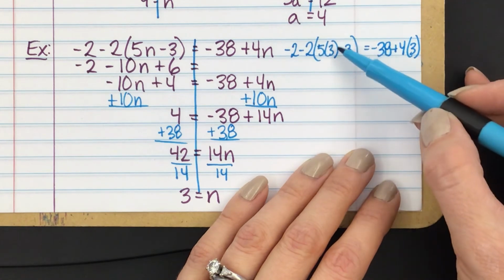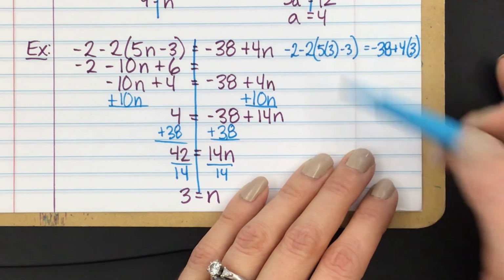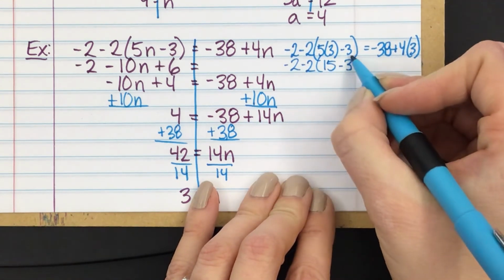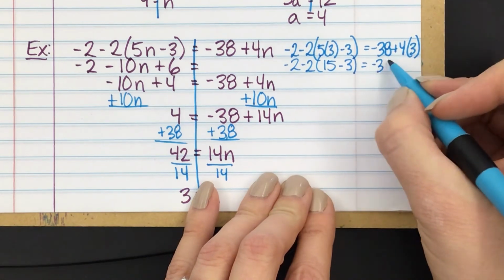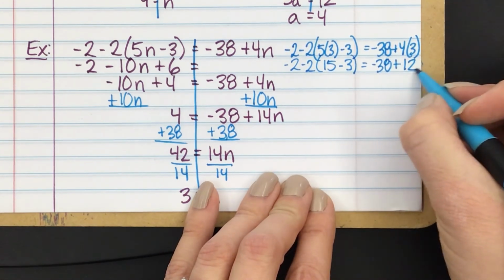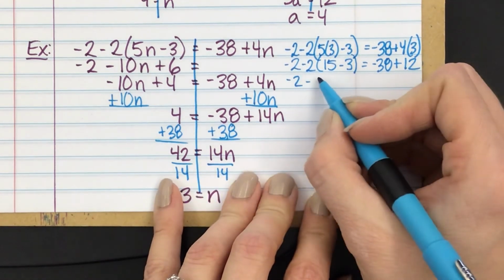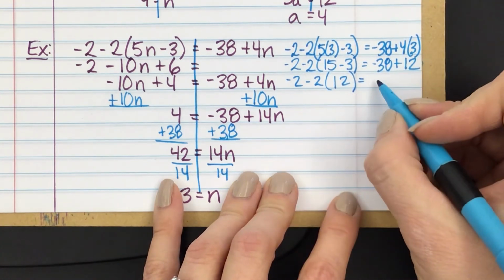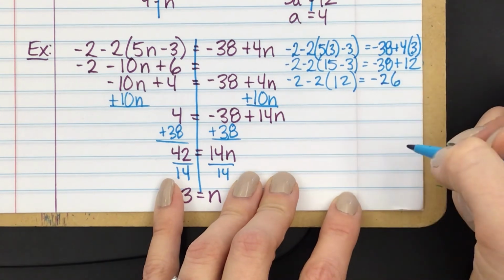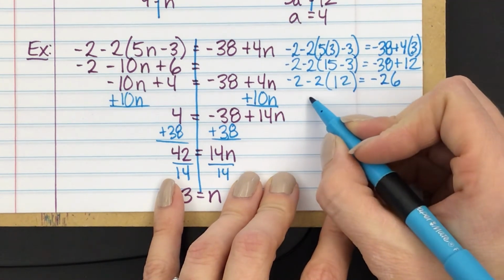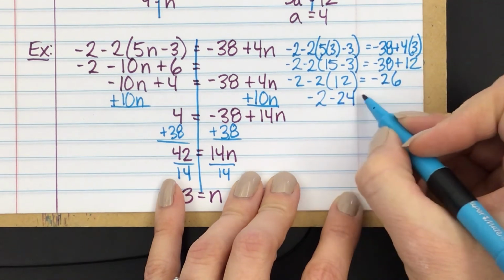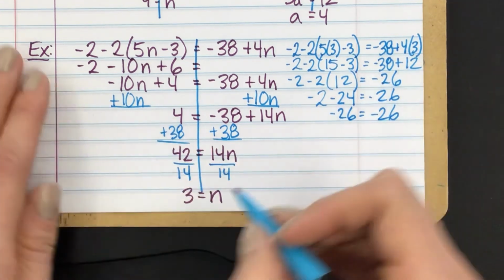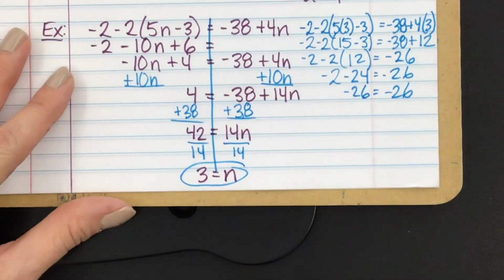So I'm gonna do my grouping first, and the first operation of my grouping would be multiplication and then subtraction. And then on this side, I can just multiply and then I'll add. So I'll multiply and get 12 there. I'm going to keep simplifying over here. 15 minus 3 is 12. Negative 38 plus 12 is a negative 26. I'm going to multiply here. So this will be negative 2 minus 24. And yeah, negative 26 is equal to negative 26. So I know that n is equal to 3.